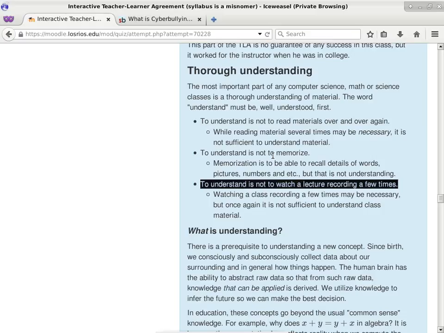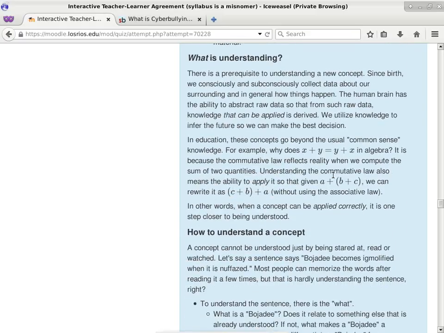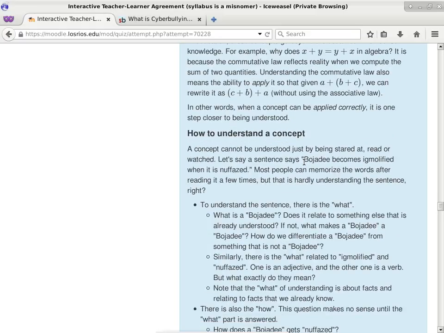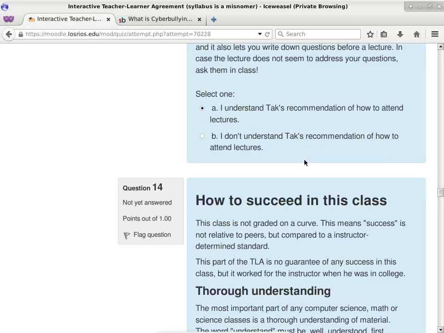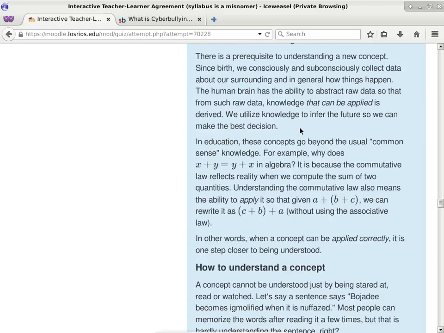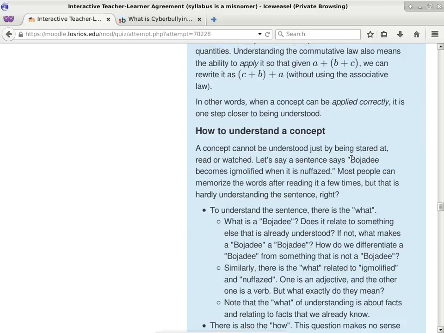So now that I have described what is not understanding, what is understanding? What do you think? Well, I'm going to skip a little bit here. There's a little bit of example here. I'm just going to skip all the way to this nonsense, because the best way to understand what is understanding is not understanding. So focus on this sentence here. Boja D becomes immodified when it is nut-based.